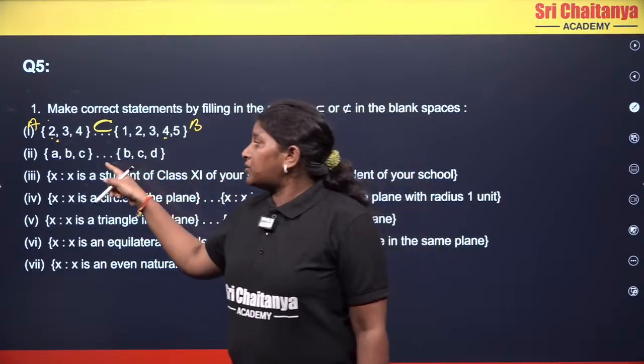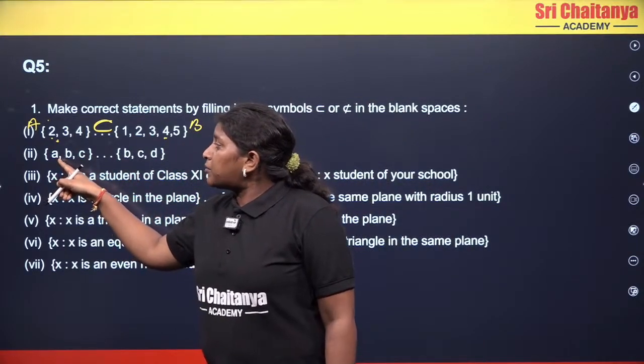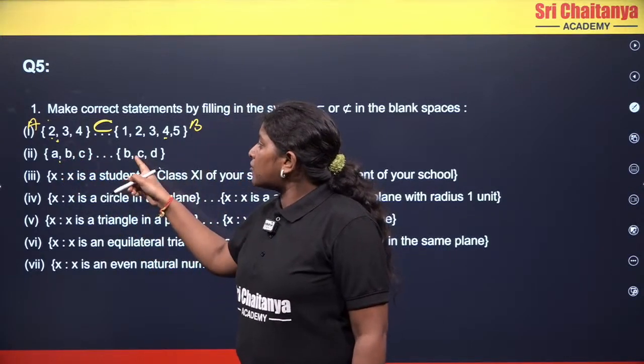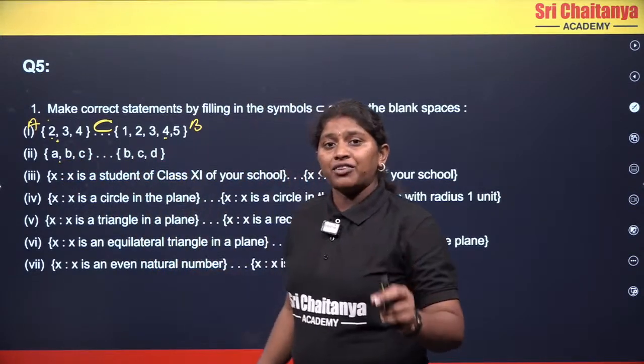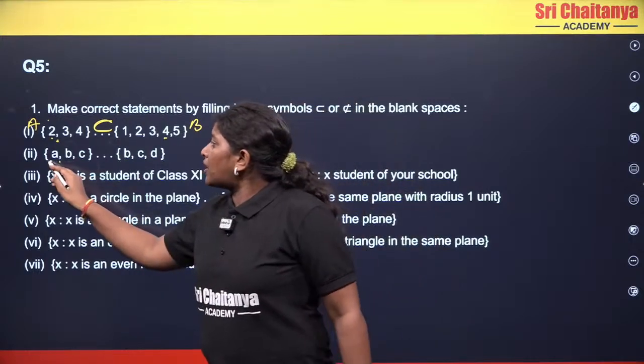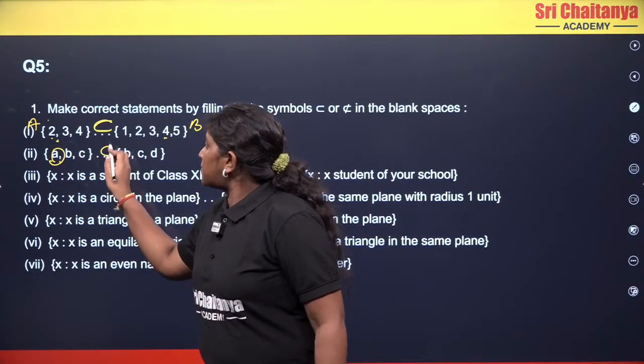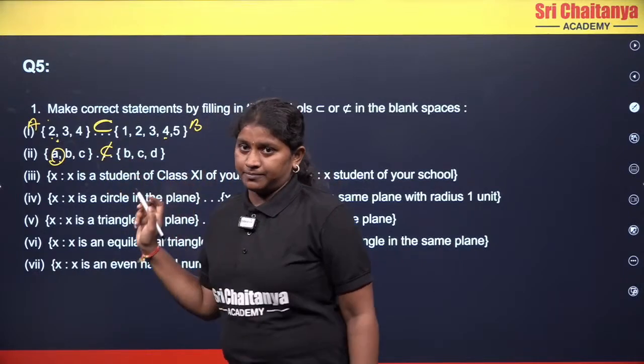Okay. Now coming to the second one, set A is {a, b, c}, but set B is {b, c, d}. We have only b and c; we do not have a. So now set A is not a subset of {b, c, d}.